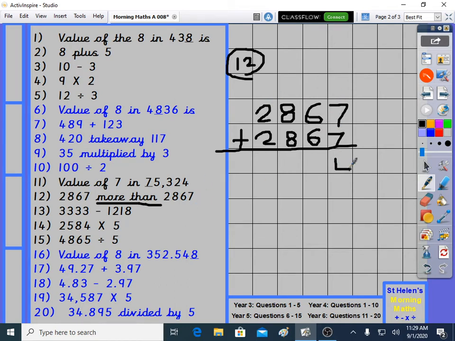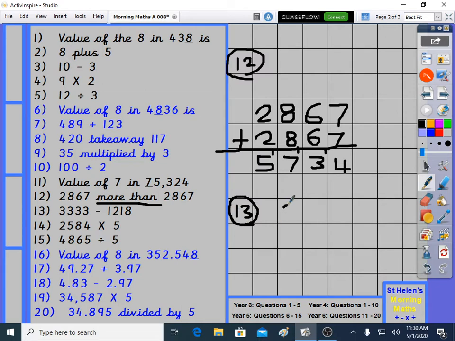7 and 7 is 14. 6 and 6 is 12, plus 1 is 13. 8 and 8 is 16, plus 1 is 17. 2 and 2 is 4, plus 1 is 5. Let's check over that while you're copying it, if you're with me. I think that's okay, 5,734. Let's do question 13 underneath.